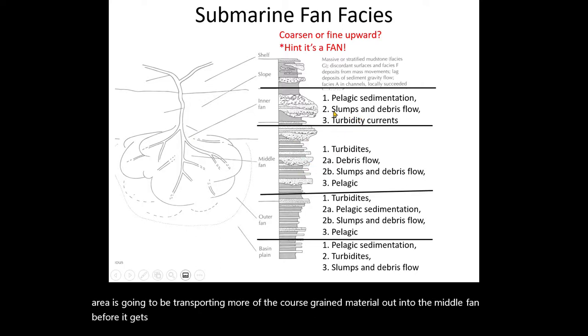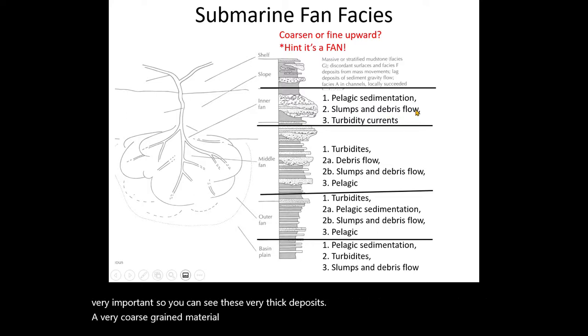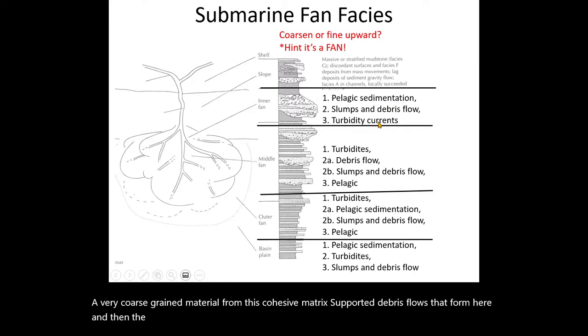And then we have a lot of slumps and debris flows. Those are going to be very important. So you can see these very thick deposits of very coarse-grained material from these cohesive matrix-supported debris flows that form here. And then the third most important are the turbidity currents, because they're really passing by the inner fan.